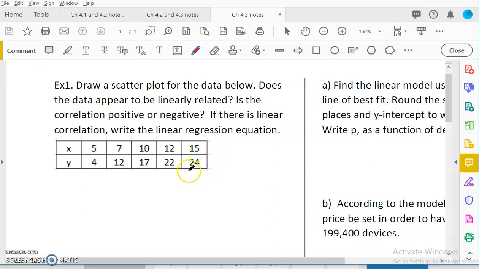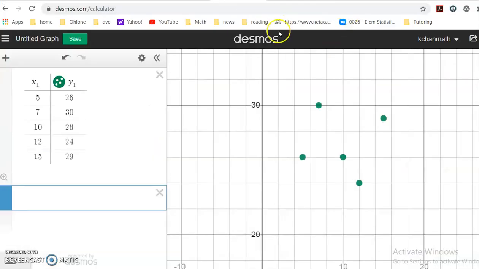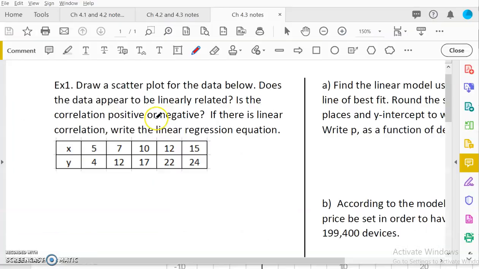So let's just do this. I have already entered this in a window here. I have Desmos open and I entered it before. Is it this one? No, x, y. No, this one. Yeah, 5, 6, 10, 12.